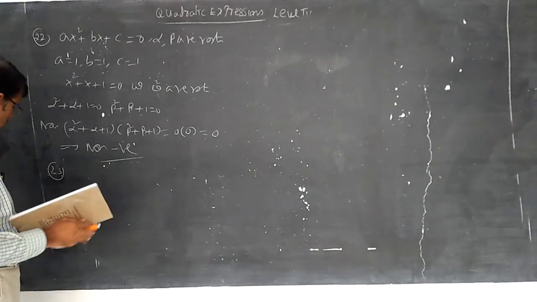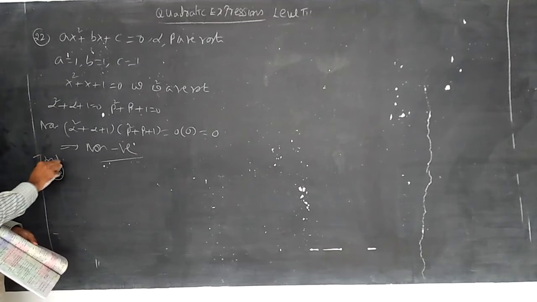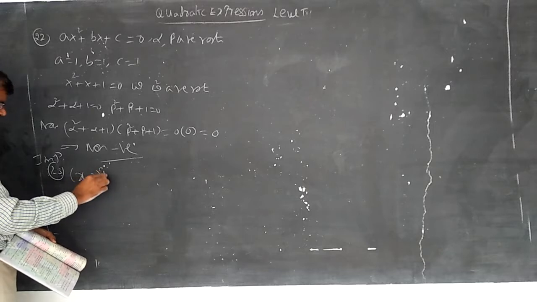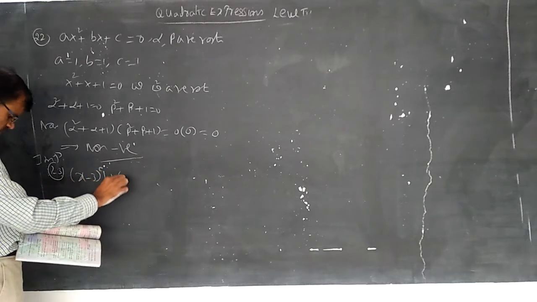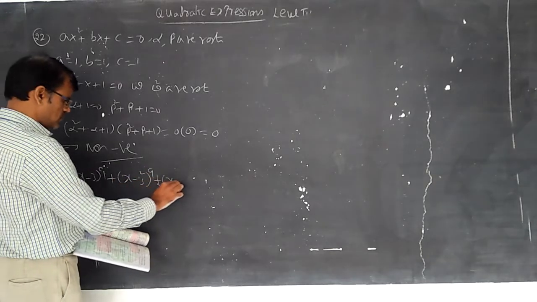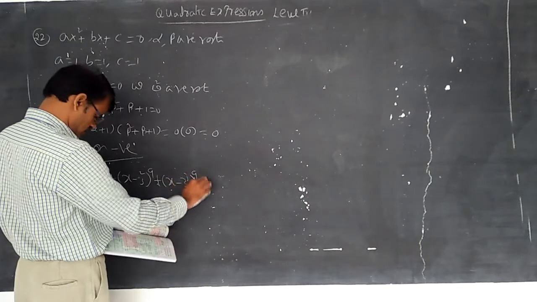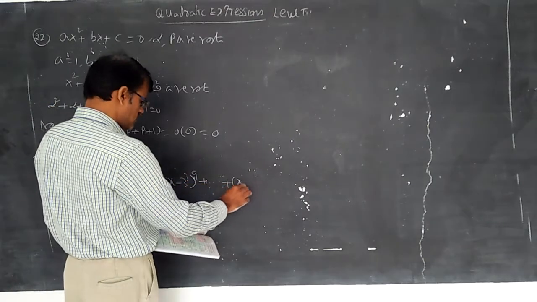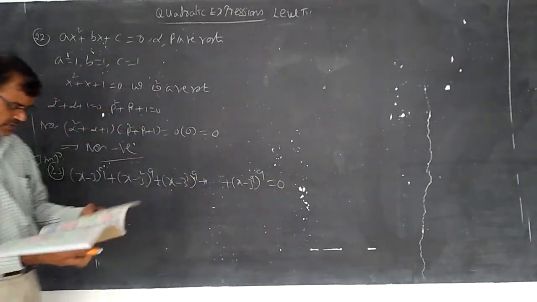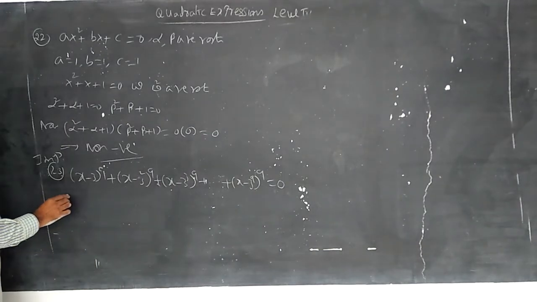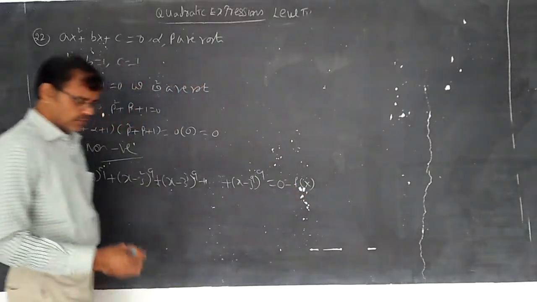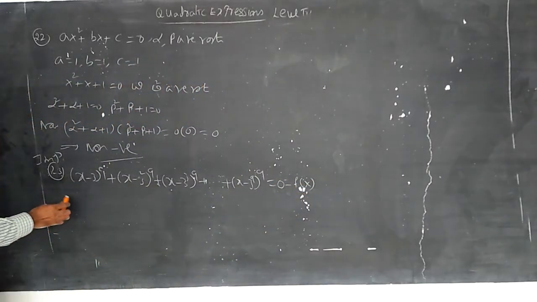Next, 23rd question. It is also an important question. (x minus 3) whole power 9 plus (x minus 3 square) whole power 9 plus (x minus 3 cube) whole power 9 plus so on, (x minus 3 power 9) whole power 9 is equal to 0. Now let us discuss. This is f of x. Now we calculate f dash x.